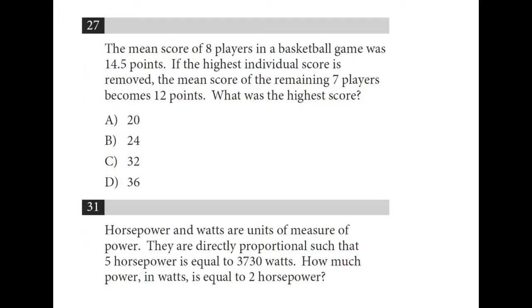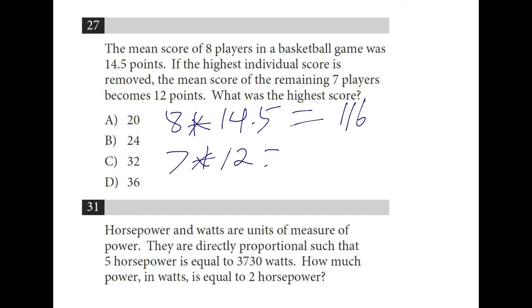27. The mean score of 8 players in a basketball game was 14.5 points. To figure out the total number of points, we can take 8 multiplied by 14.5, and this tells us all 8 players scored a total of 116 points. Now we know that 7 of the players averaged 12, so those 7 scored 84. To figure out how many points the remaining player scored, I subtract the two. So I take 116 minus 84, and I get 32. That's why C is the best answer.